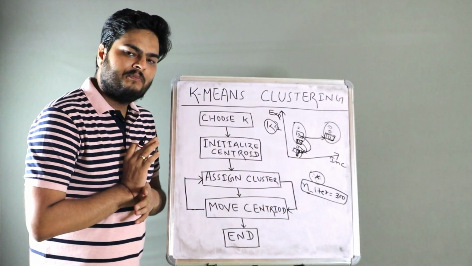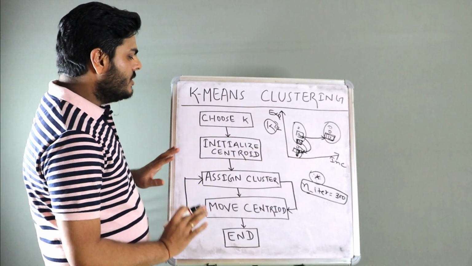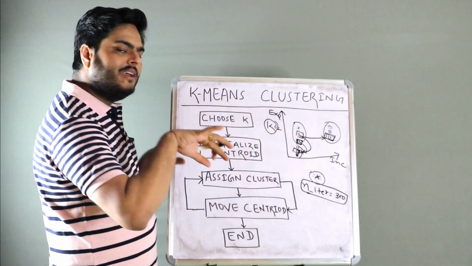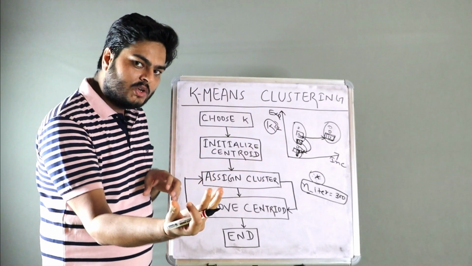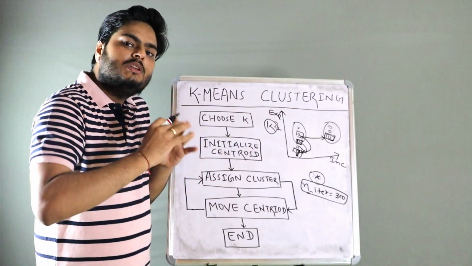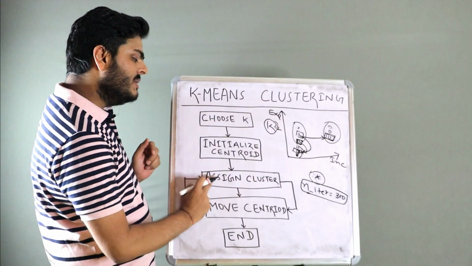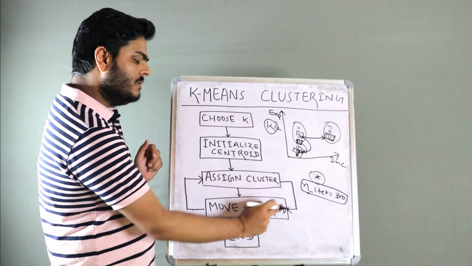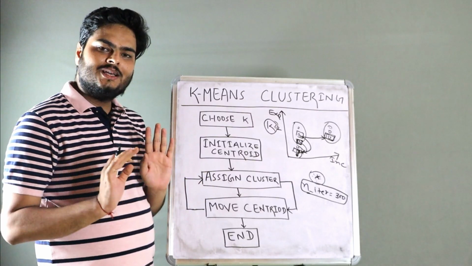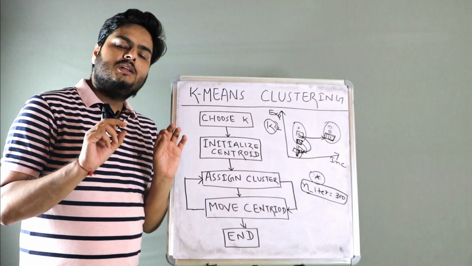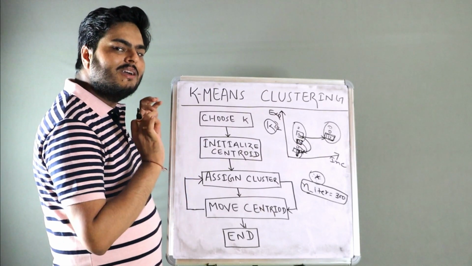Okay, so this is how it works: choosing k, initializing centroids, assigning the data points to those centroids, calculating the mean for the new centroids, and reassigning the data points. See here, reassignment, move centroid, reassignment, move centroid, reassignment, move centroid, and finally converge. Converge means the centroid is not changing, that is nothing but convergence.